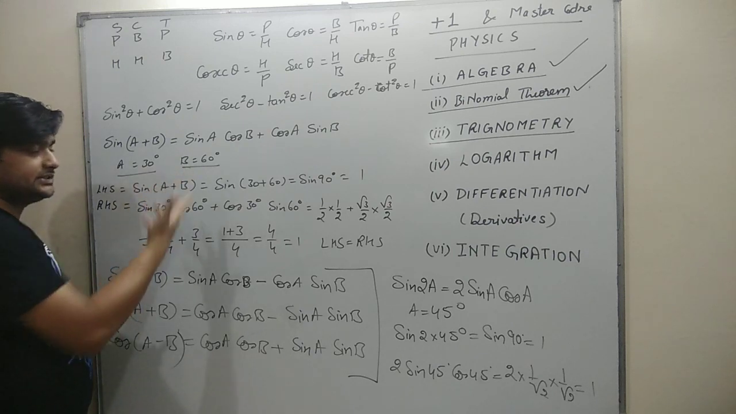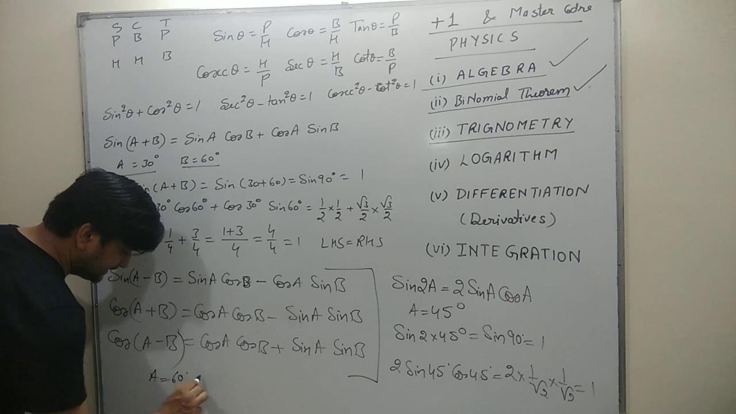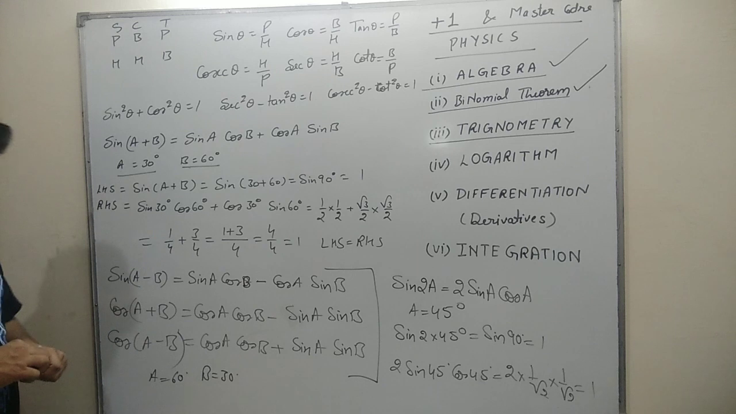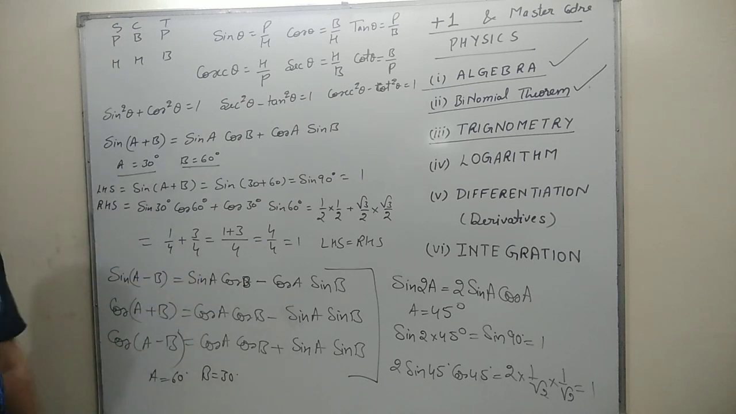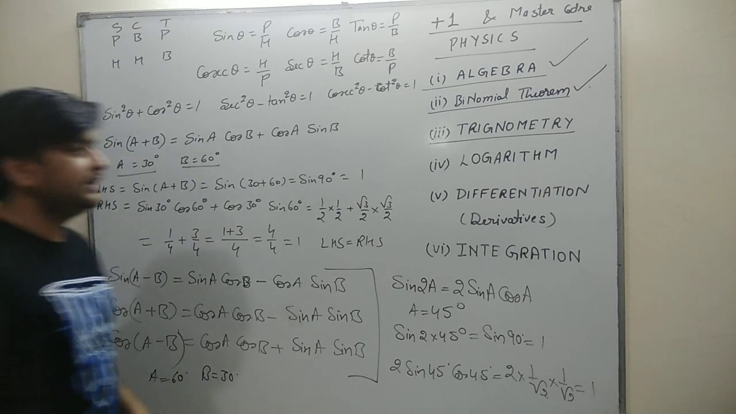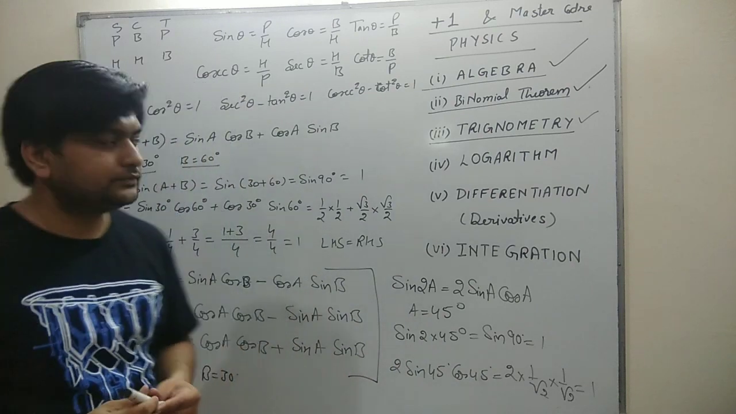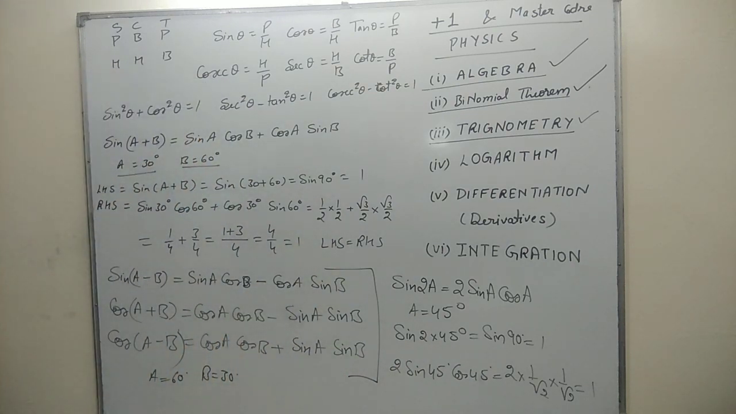Like you can take a is 60 or any term, then a is 60, b is 30. You have to put in these formula on left hand side and right hand side and check they are equal or not. So this is the trigonometry. Let's go to the next topic, that is our logarithm.